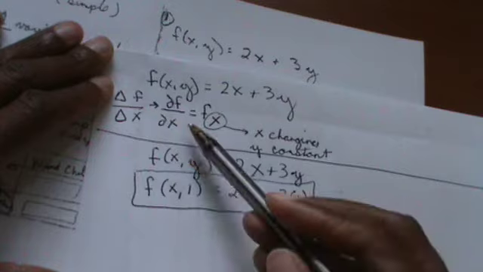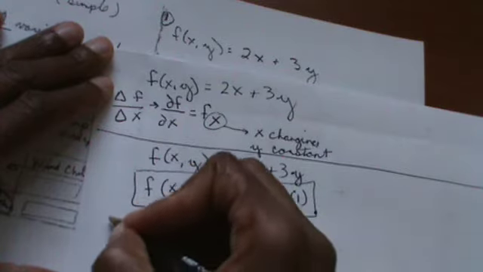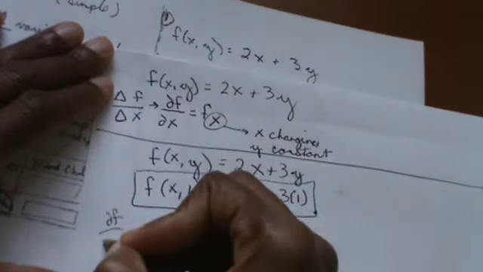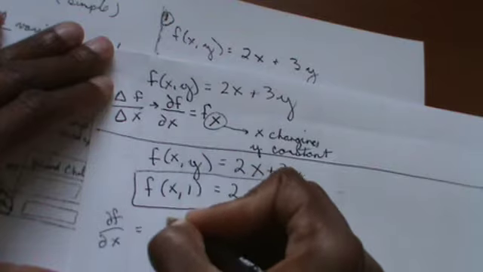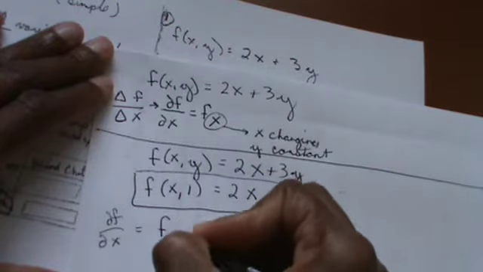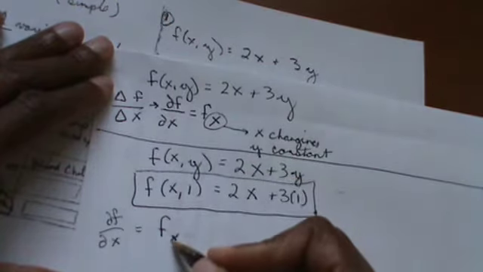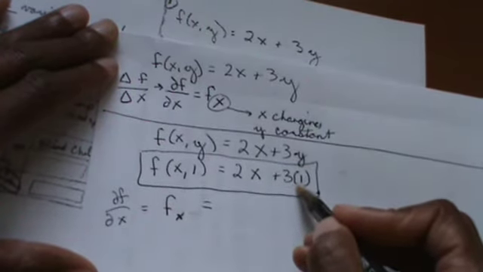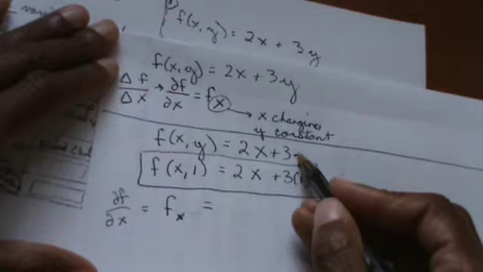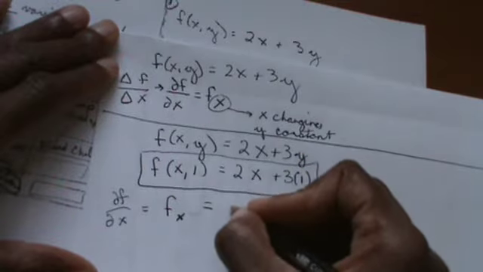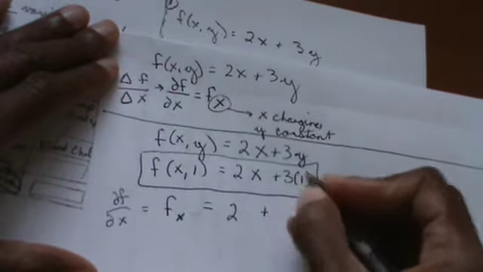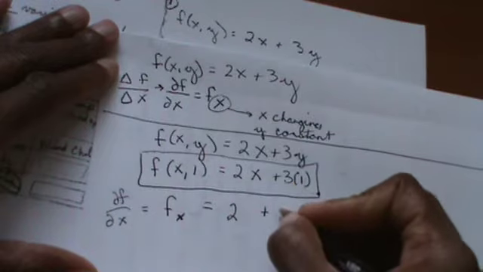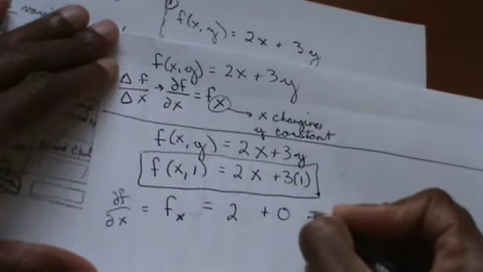Okay? So if I write this notation down here, df dx, or shorthand f sub x, and yes, this is a subscript, it goes at the bottom. This equals, now I can look at this one and take the derivative. So the derivative of 2x is 2, plus the derivative of 3 times 1, which is 3, is 0. And I'm done.